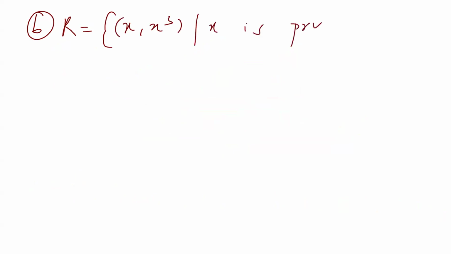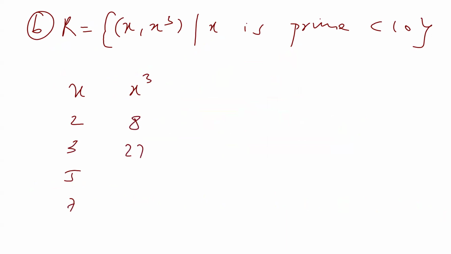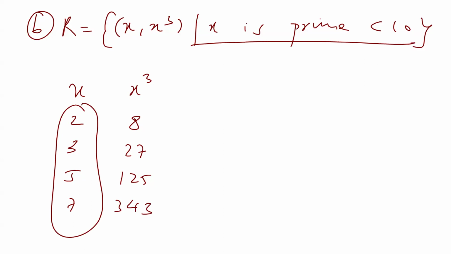Second problem, that is B part. The ordered pairs are (x, x cube), x is a prime number less than 10. Okay. So prime numbers less than 10 are 2, 3, 5, and 7. So 2 cube is 8, 3 cube is 27, 5 cube is 125, 7 cube is 343. So I can take these values of x because x is a prime number less than 10.